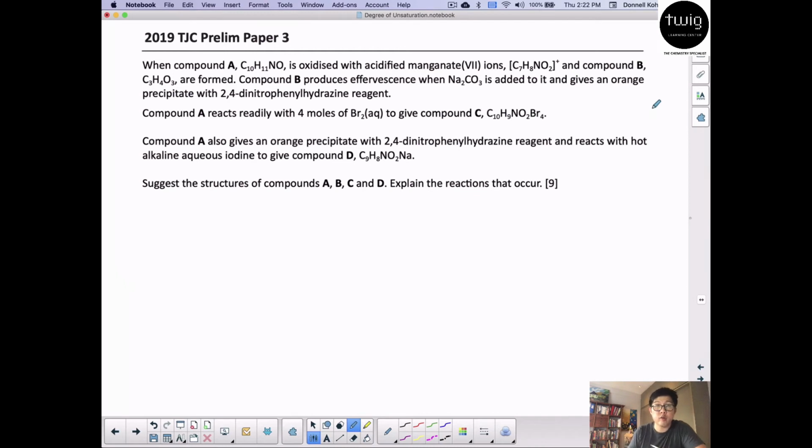Okay, let's try this question from Temasek JC, prelim 2009 paper. All right, let's look at it. This compound A is oxidized with KMnO4 to form compound B. Compound B produces effervescent CO2 when sodium carbonate is added to it and gives an orange precipitate with 2,4-DNPH. So when it produces carbon dioxide with sodium carbonate, it says something about B. B is going to be a carboxylic acid, and it reacts with 2,4-DNPH, which means it's also a carbonyl. So that's for B.